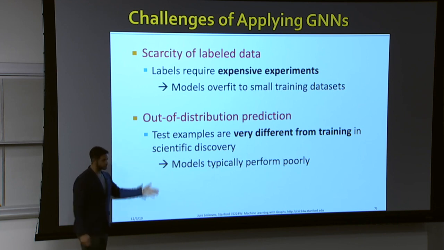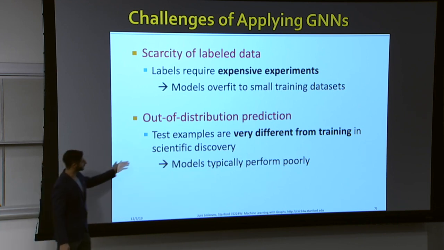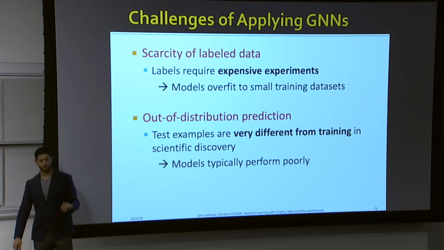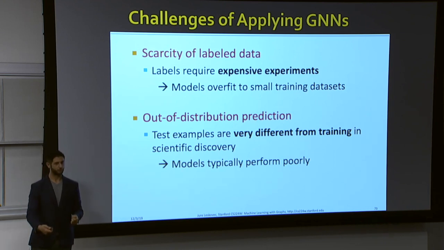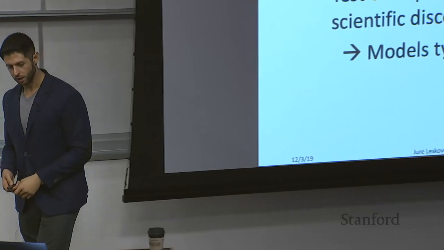And one that is very much connected is also the out-of-distribution prediction. So the idea is that the test examples tend to be very different from what we train on. Therefore, our models typically perform poorly when we try to generalize to real-world data. Okay? So how do we try to overcome this issue in GNNs?